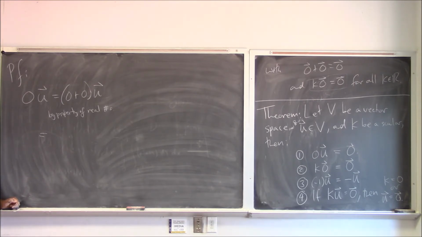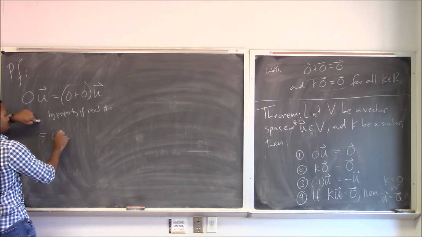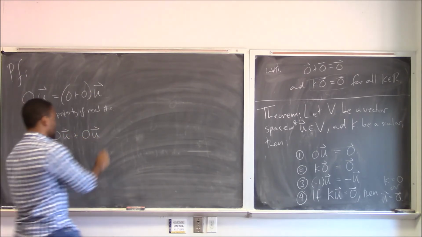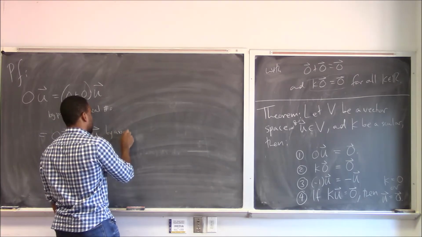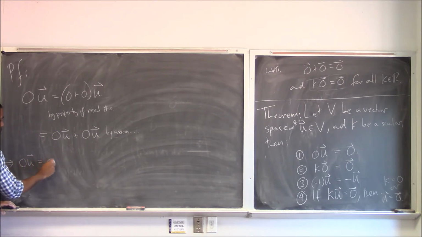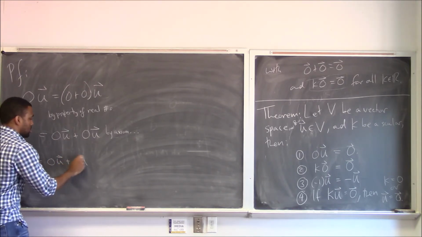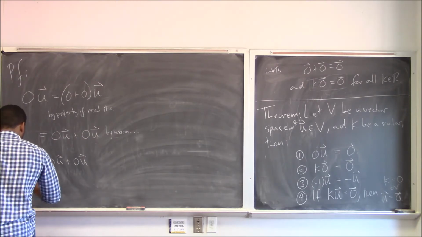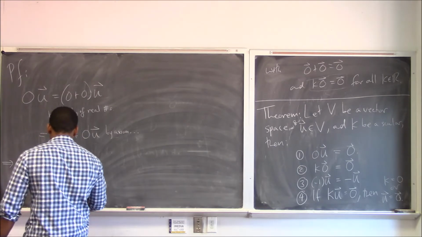I have a distributive property, right? One of the vector space axioms allows me to distribute scalars. So this means I have 0 times this plus 0 times that. And this is by axiom what? I forget the number, but it's by one of the axioms. Now what am I allowed to say? This means 0u is equal to 0u plus 0u. 0u is equal to the 0 vector because you added it to something. This means 0u equals 0 by axiom 4.